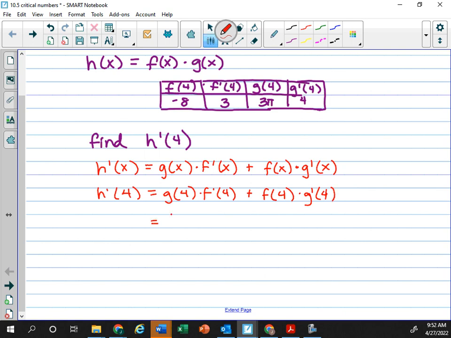So g of 4 was 3 pi. F prime of 4 is 3. F of 4 is negative 8. And g prime of 4 is 4. So 9 pi minus 32. Simple once you see it, okay? All right, any questions before we start our notes? Okay.